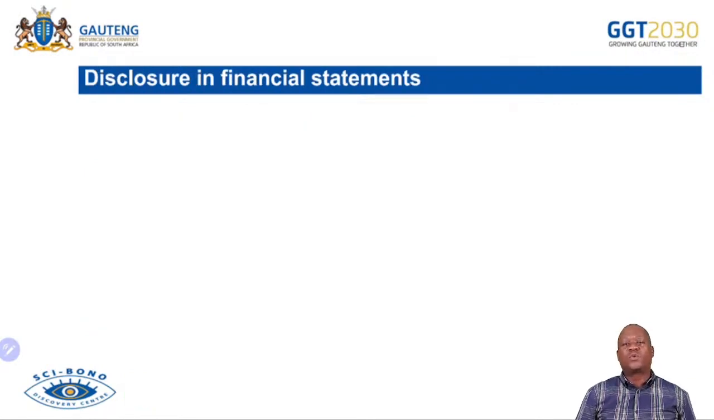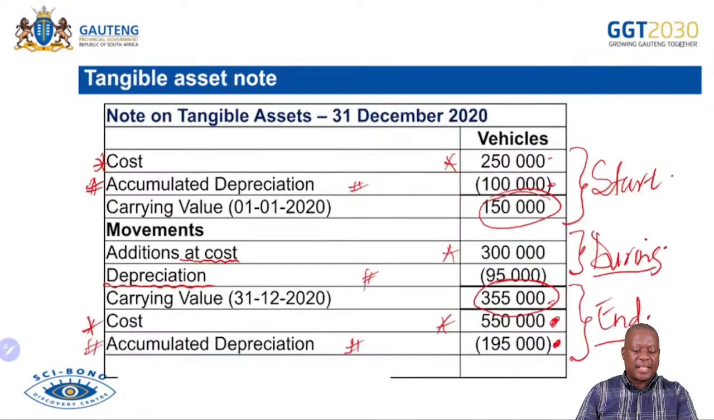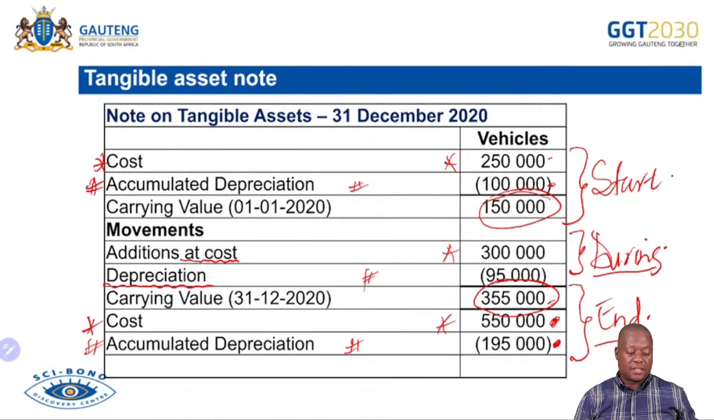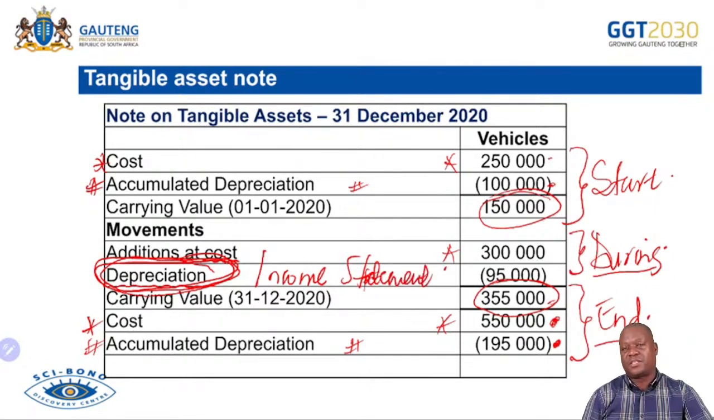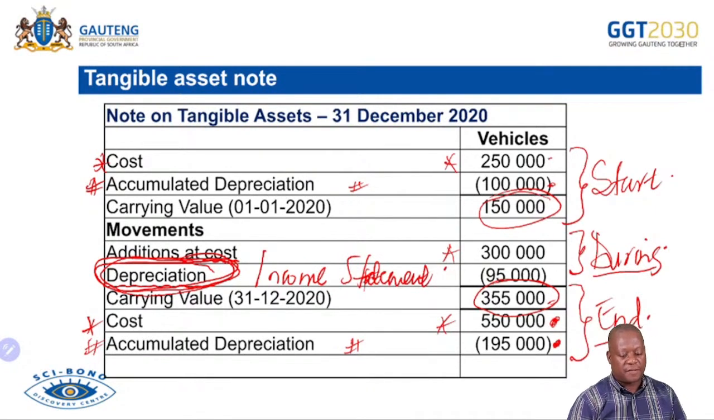Now, we want also to identify what it is that we are going to disclose when it comes to our financial assets, to our end of year information. Now, please take note. The most important figures we are going to take from here, we are going to take depreciation. And where do we take depreciation to? This goes to the income statement. Depreciation to the income statement.